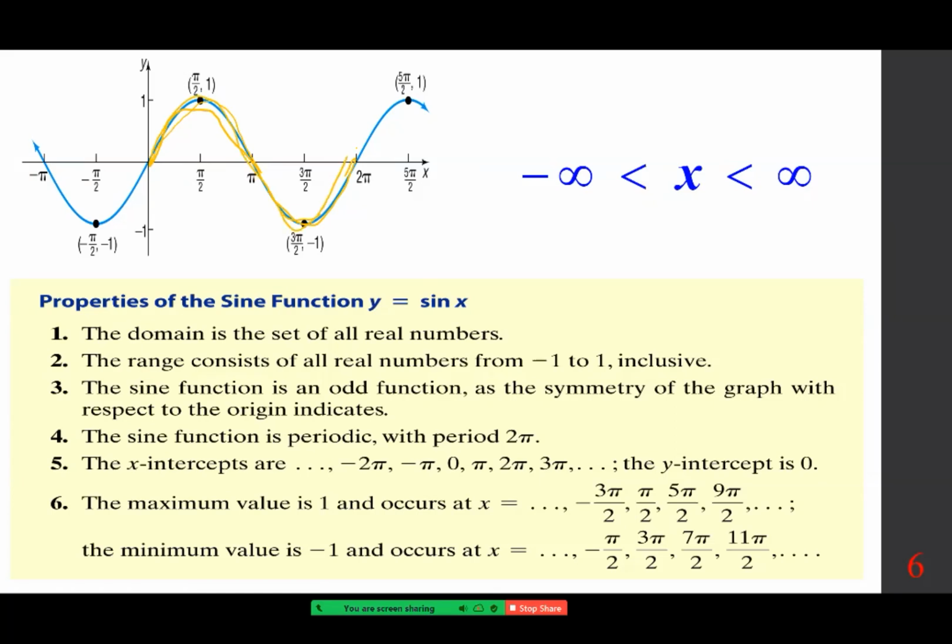Complete cycle, okay? But the domain is all real numbers. So the domain is all real numbers. The range goes from, as you can see, the lowest point has y-coordinate -1, the highest 1. Therefore, the range is -1 to 1.